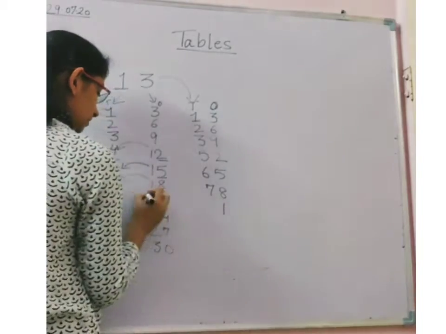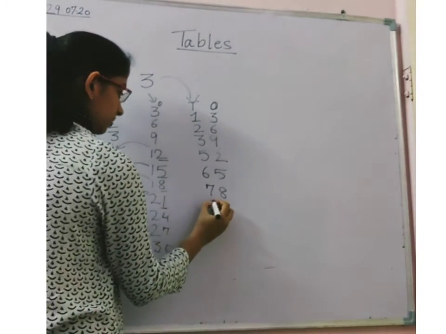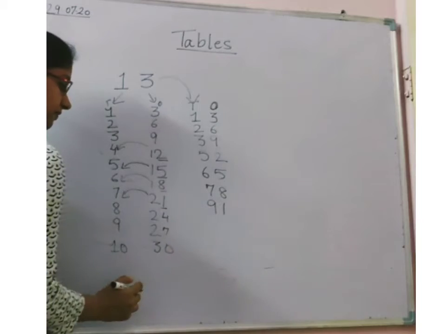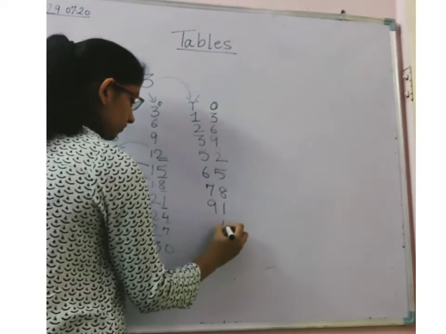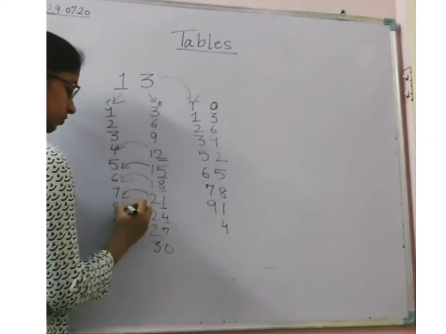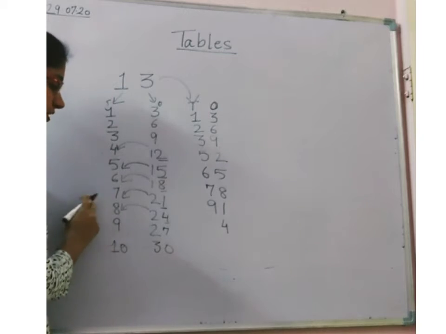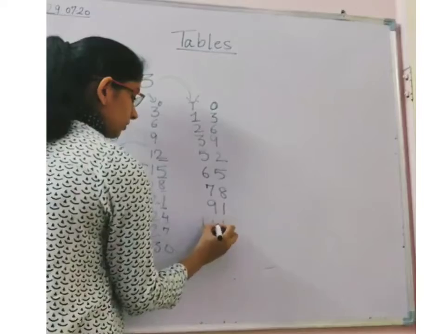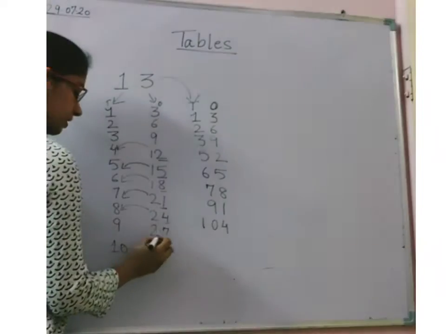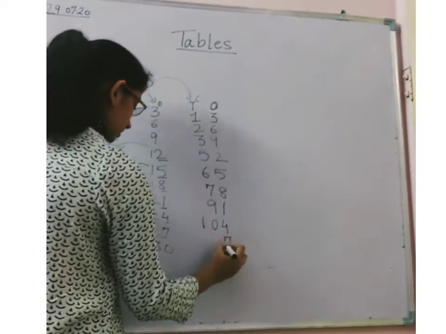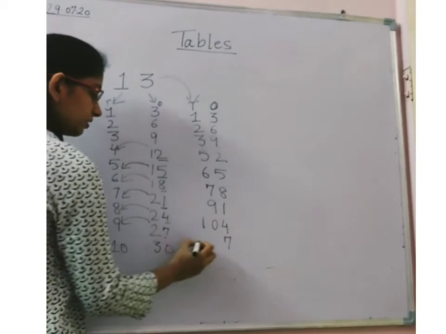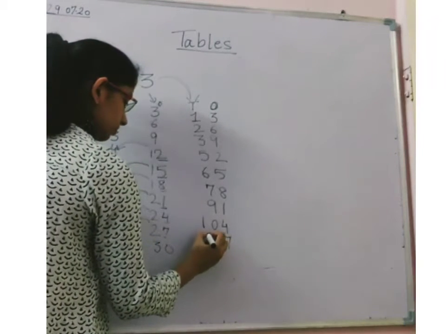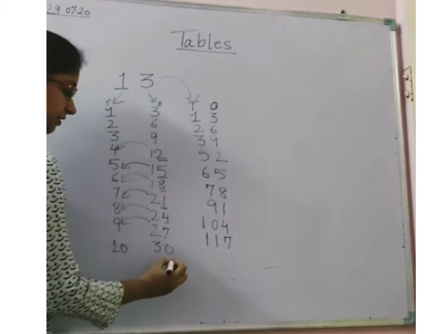1 will be written here. 2 added to 7. 9. 13 sevens are 91. 4 will be written here. 2 added to 8 will be 10. Now you cannot carry forward 10 because there is no other number. So just write it down. 13 8s are 104. Then 7. 7 will be written here. 2 plus 9 will be 11. So 13 9s are 117.